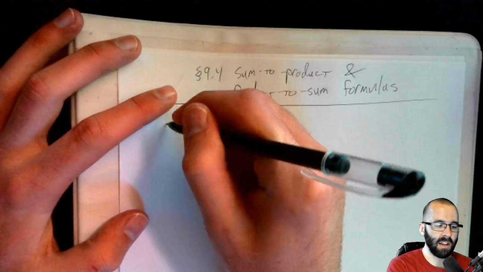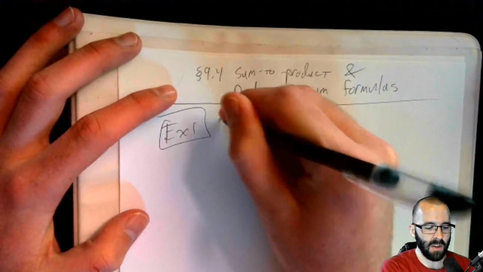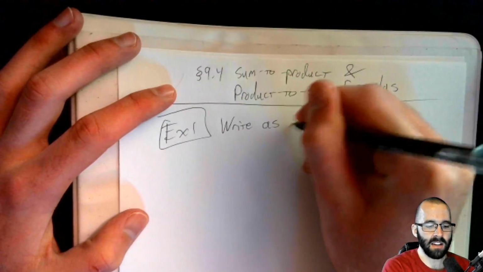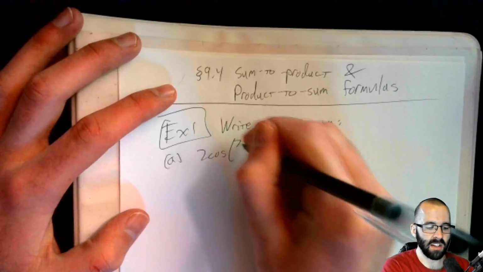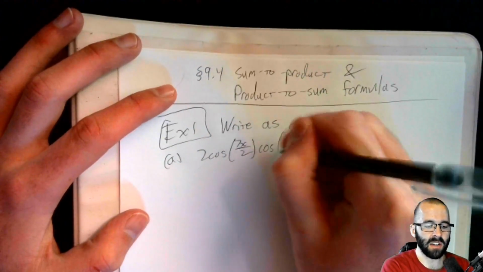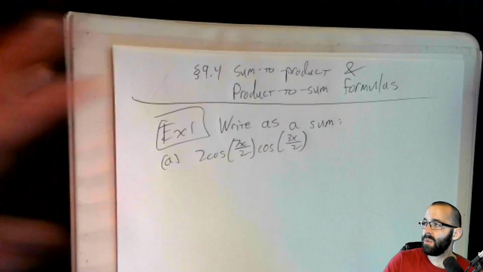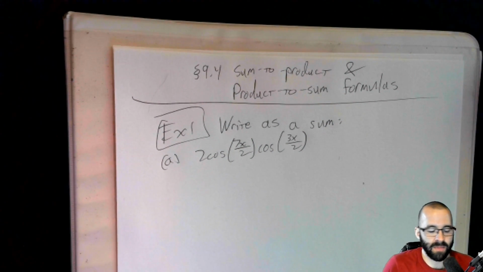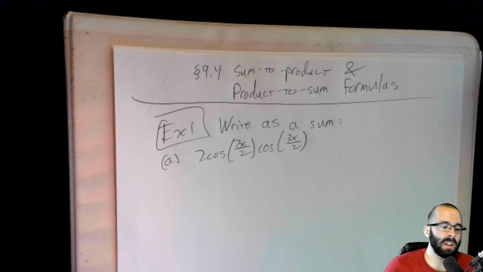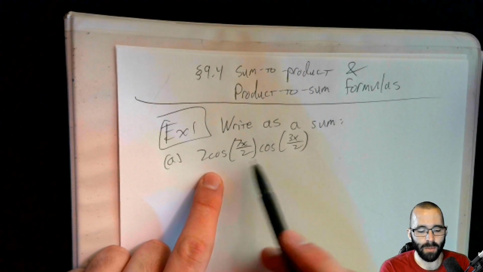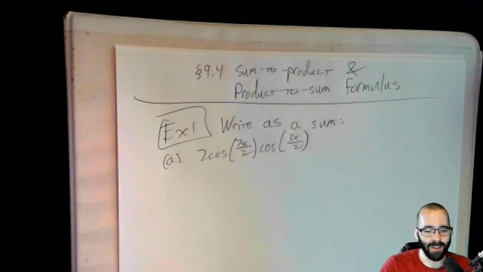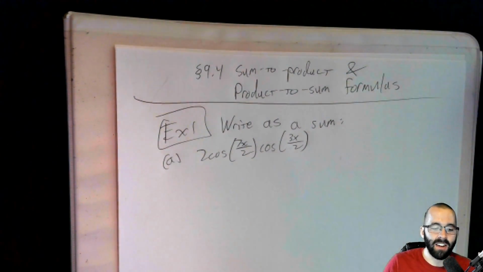All right, so here we go. Example 1. Write as a sum. Part A, 2 cosine of 7x over 2 times the cosine of 3x over 2. If we were trying to integrate this in some calculus problem, we would not be able to. We would have to rewrite it, and that's exactly what we're doing. You could integrate it, I'm pretty sure integration by parts would work, but it'd be a nightmare. If we use the product to sum formula, it's going to be in a lot nicer form.